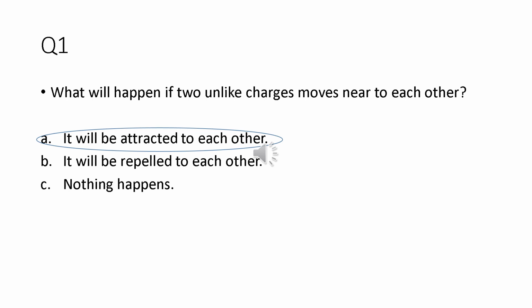Now let's answer the questions earlier. So first question, what will happen if two unlike charges move near to each other? Then the answer will be, they will be attracted to each other. Why? Because they are two opposite charges and they are near to each other. So according to the law of attraction, they will be attracted, because two unlike charges will attract.